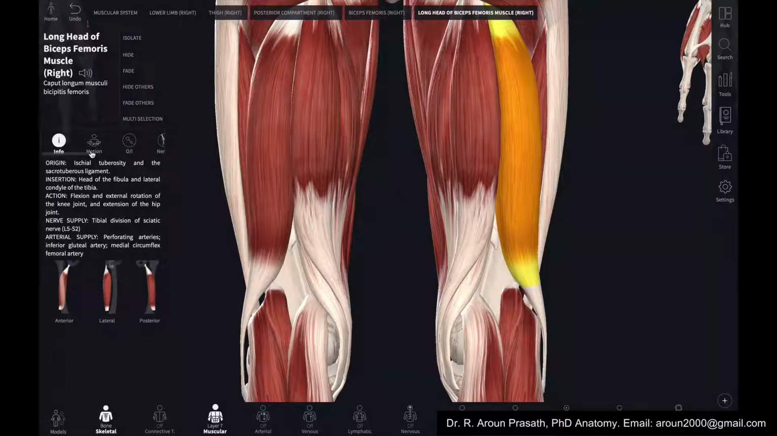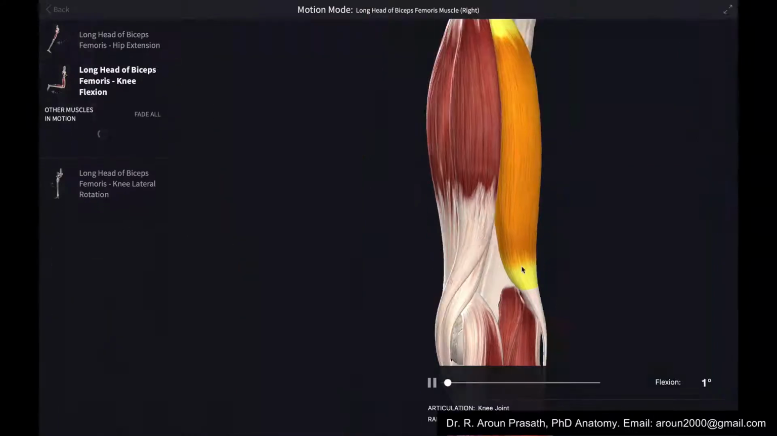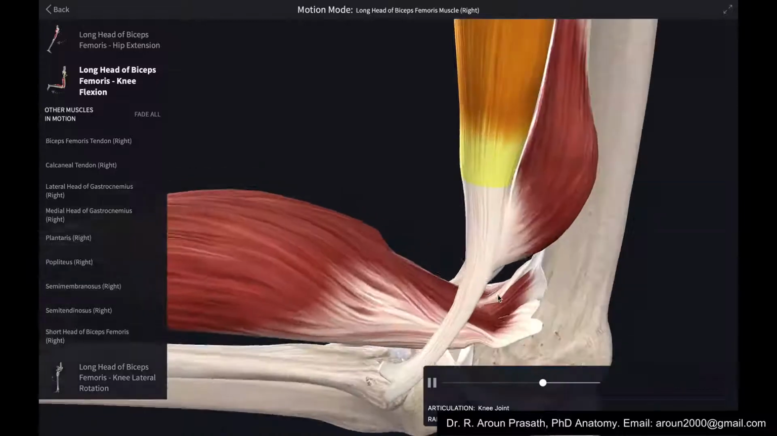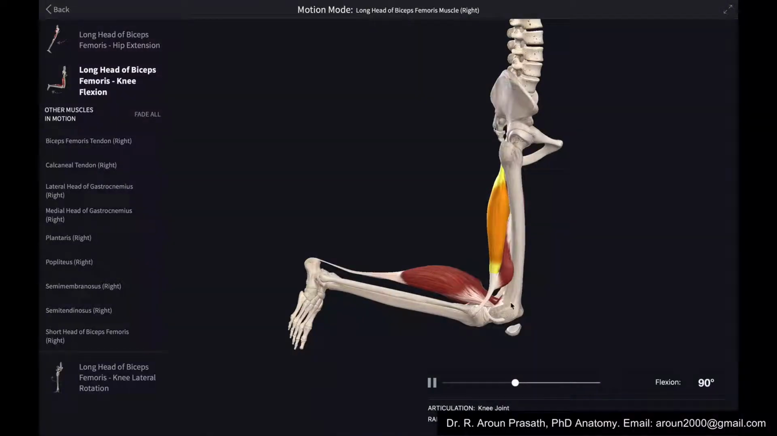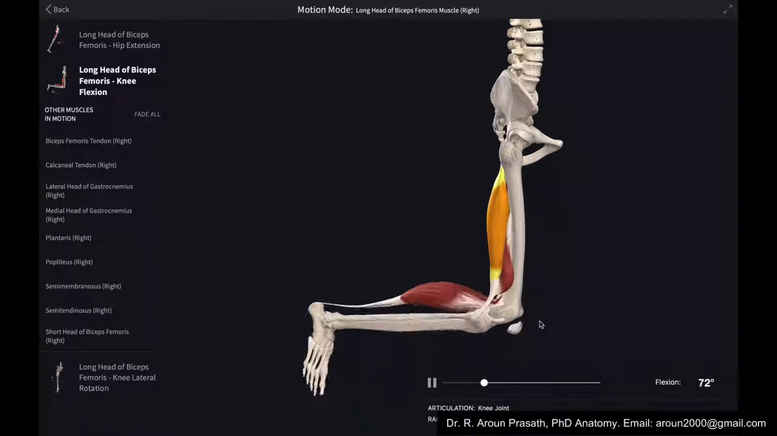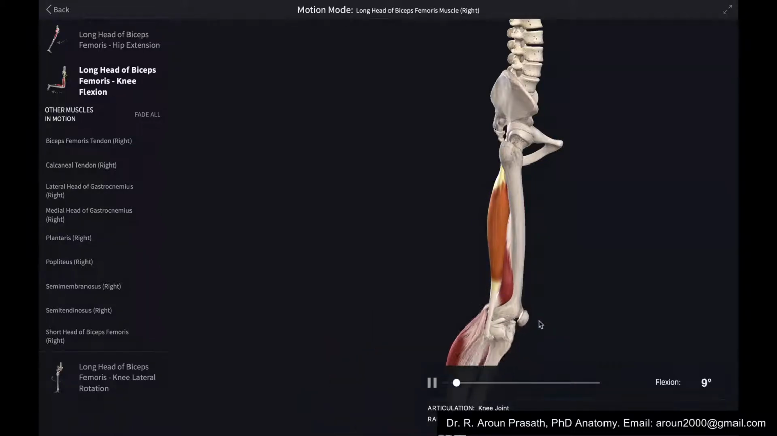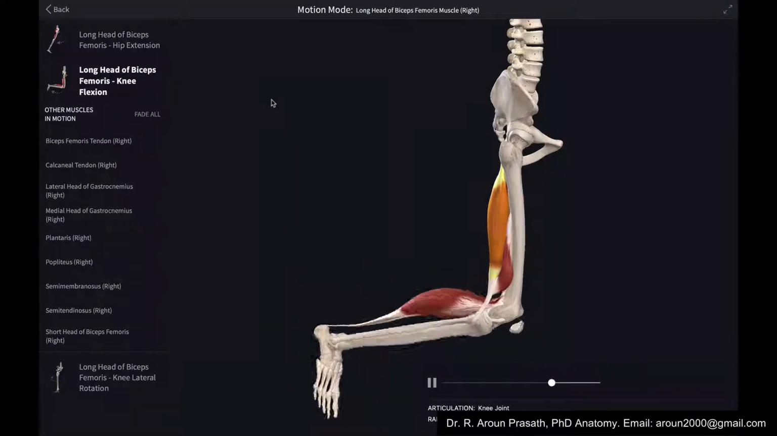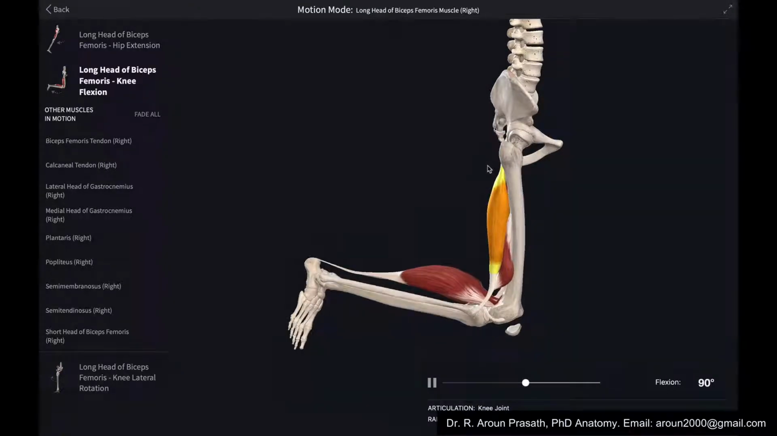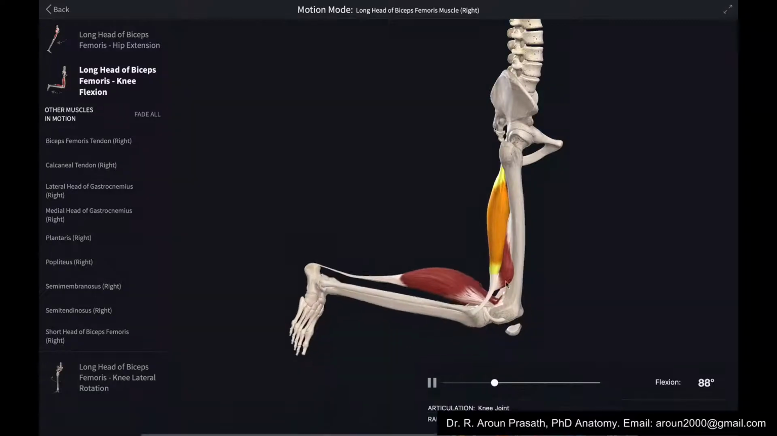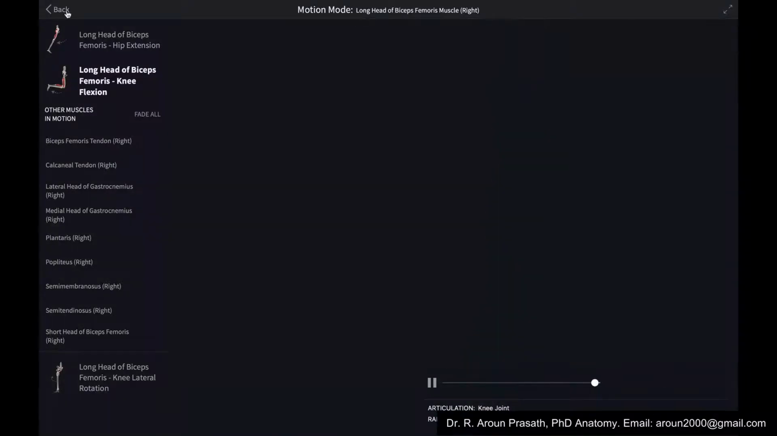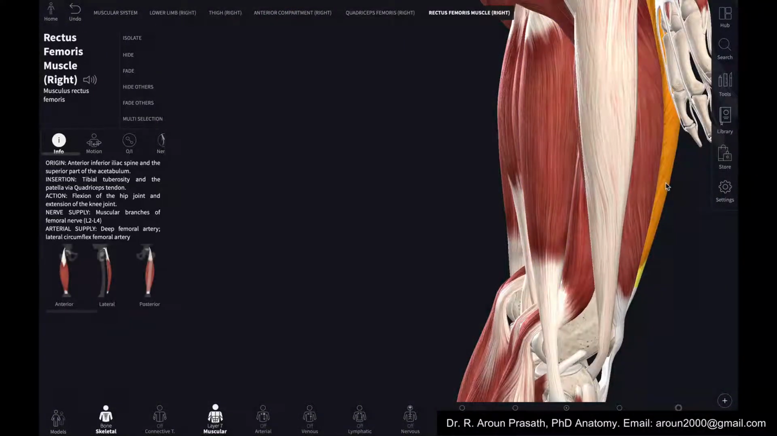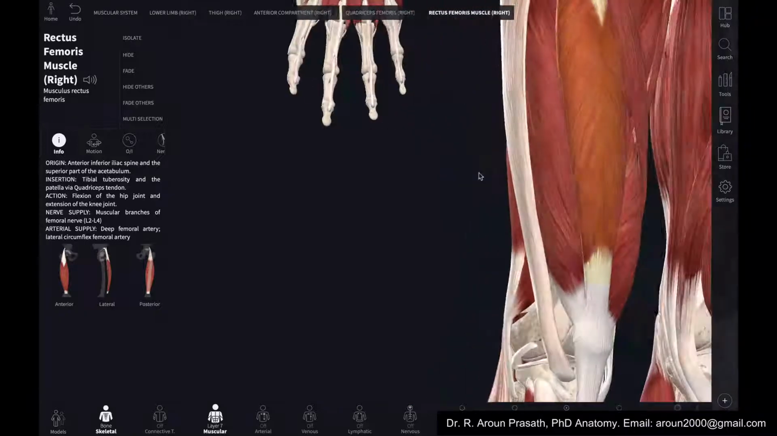If you look at the flexion, it can go up to 160 degrees, whereas in extension it comes from 160 back to 0 neutral. This is flexion, whereas for extension, the muscles present in the anterior aspect of the thigh will do the extension movement.